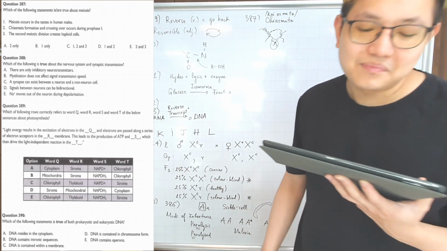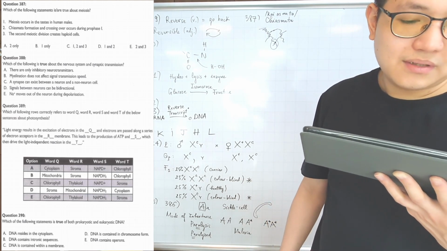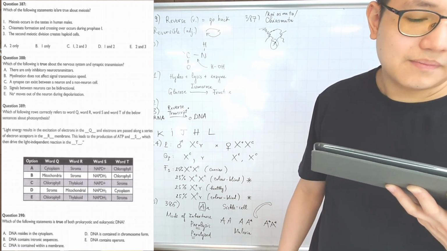It's true. Number 3. The second meiotic division creates haploid cells.